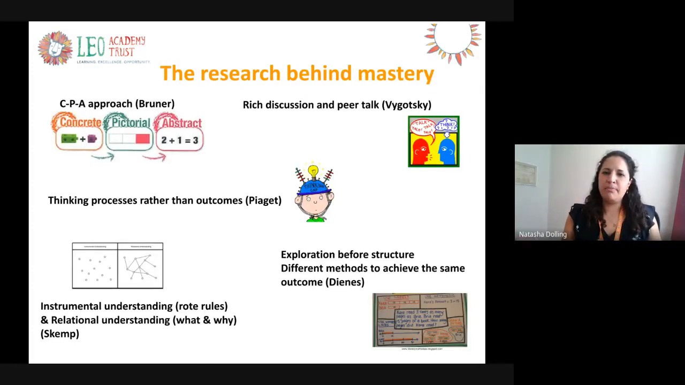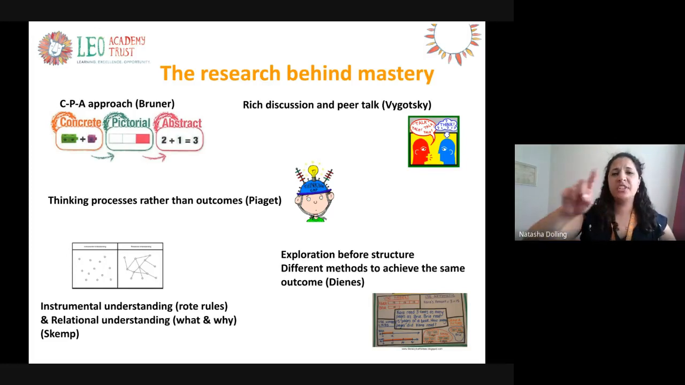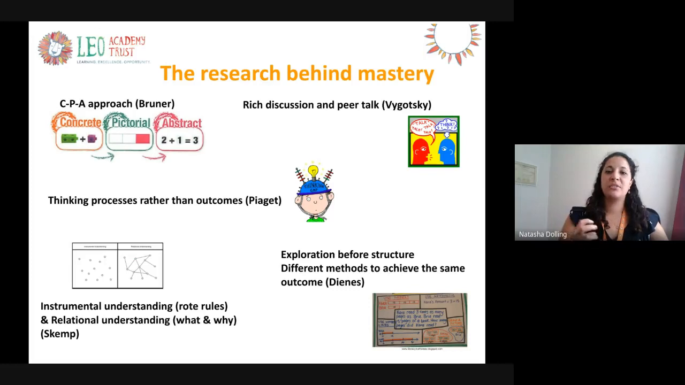So what is the research behind mastery? What is the research that has gone into this? Now, I'm sure you can appreciate that there's a lot. And so I'm just going to give you a flavour now of the different elements that are behind teaching for mastery, and I really hope that some of this is familiar to you and you will recognise it from your own teaching practice. So the CPA approach, which stands for Concrete, Pictorial, Abstract, was really advocated by Bruner as having something physical for children to pin their ideas onto. I am sure you have all heard of Vygotsky, and he was a huge advocate for the rich discussion and peer talk, which is very much a strand through the mathematical reasoning element of teaching for mastery.